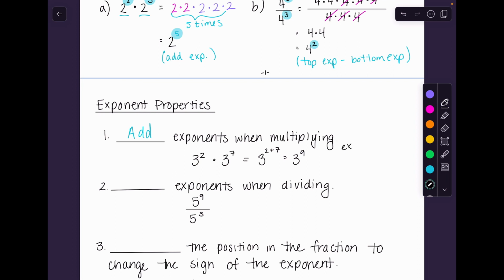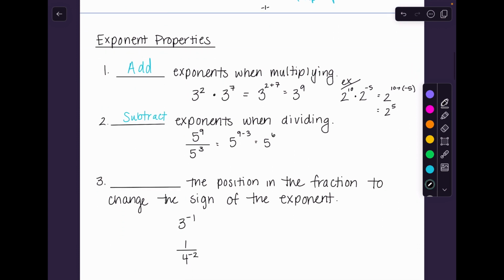And to show you just another example off to the side, even if you have a negative exponent, same thing. So 2 to the 10th times 2 to the negative 5th would be 2 to the 10 plus negative 5. So it leaves us with 2 to the 5th. Okay. When we're dividing, we're going to subtract exponents. So here, 5 to the 9th over 5 to the 3rd would be this top exponent minus the bottom, leaving us with 5 to the 6th. Okay. I'll do another example in a second, but it relates to this one.